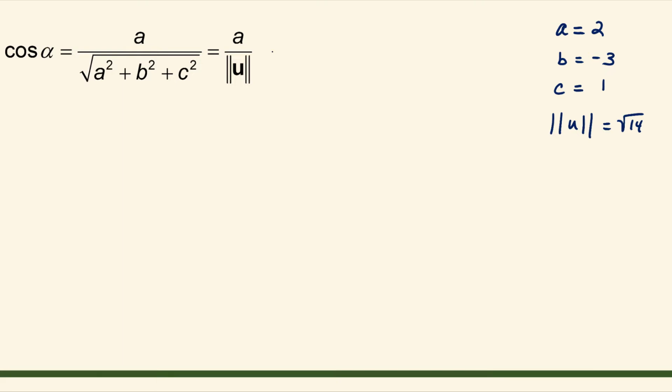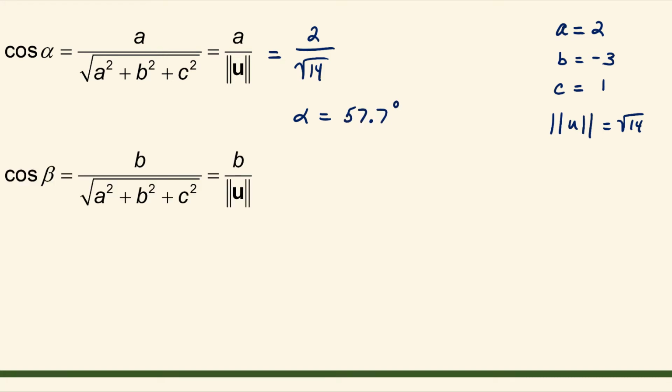Making substitutions, we have now that a being 2 divided by the magnitude of vector u being the square root of 14, we now know that the cosine of alpha equals 2 over the square root of 14. Using a scientific calculator and the inverse cosine function, we now know that alpha will equal 57.7 degrees.